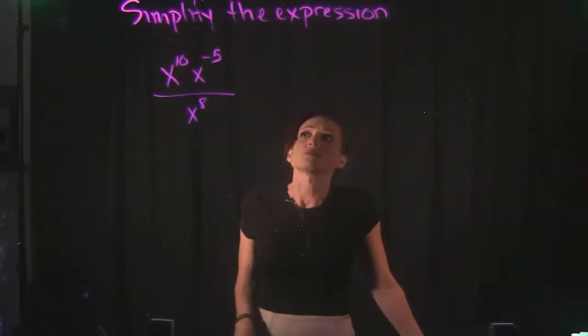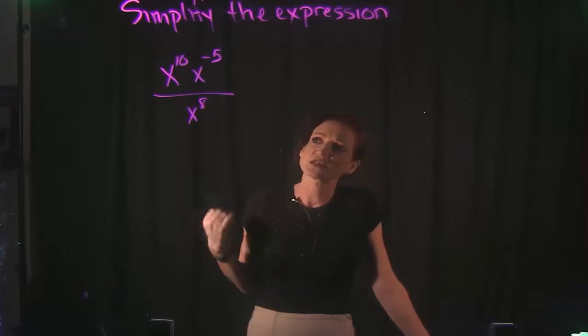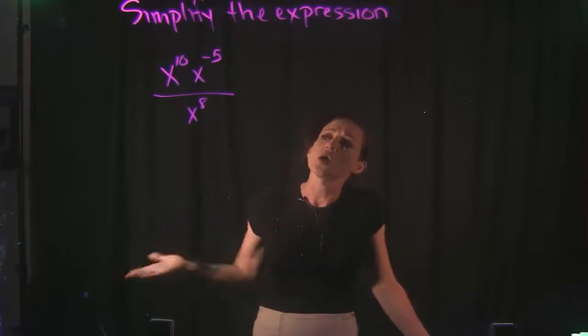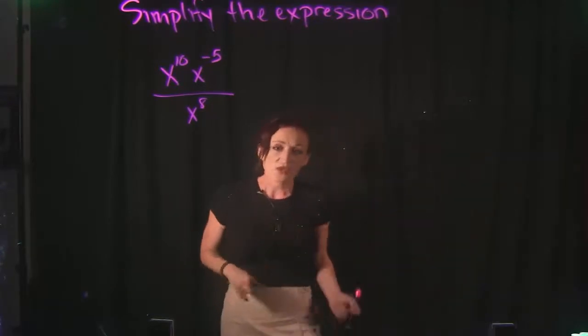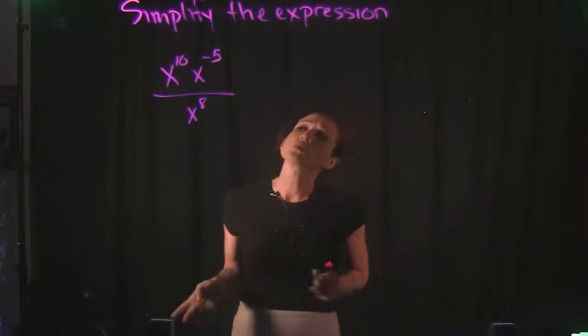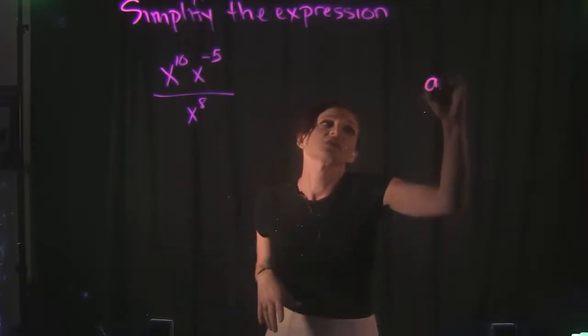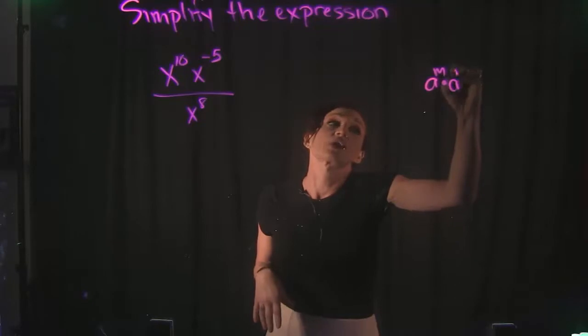Now, the following problem wants us to simplify the expression, and we have x to the 10th times x to the negative 5th over x to the 8th. Now, there's a couple rules that we need to be aware of in order to do this problem. In the numerator, in order to multiply x to the 10th times x to the negative 5th together, we need to be aware of the product rule.